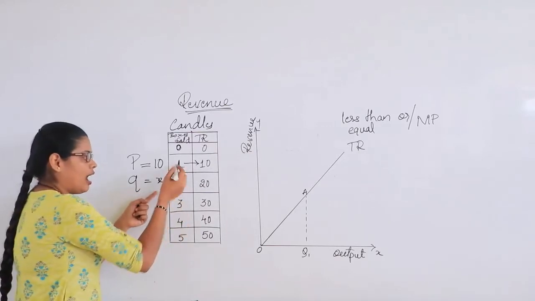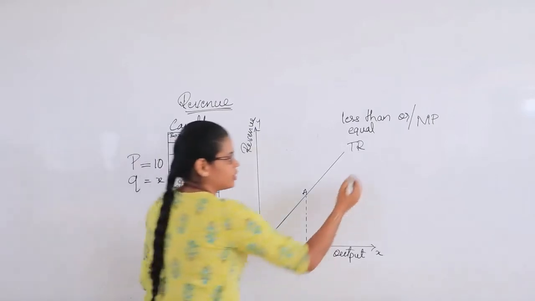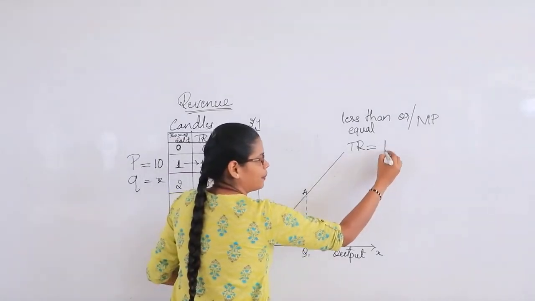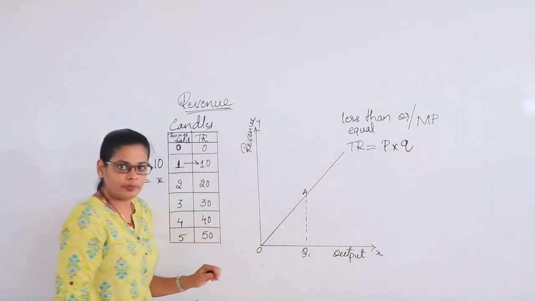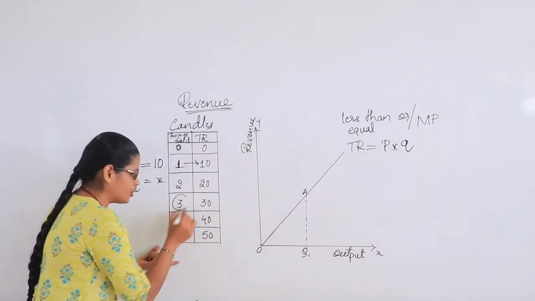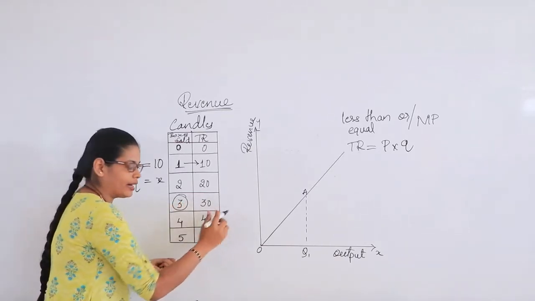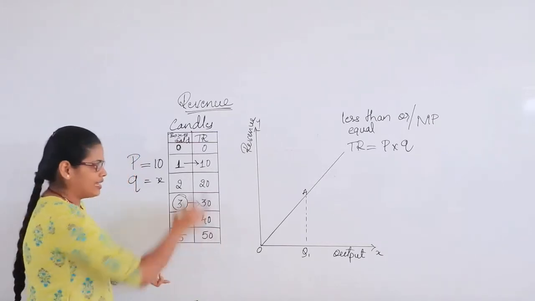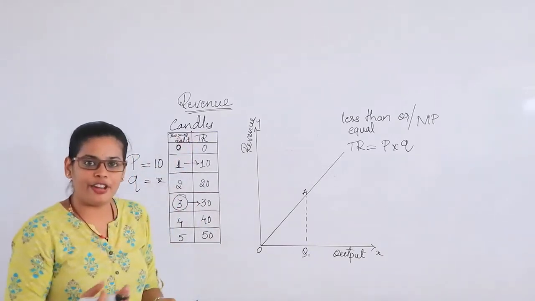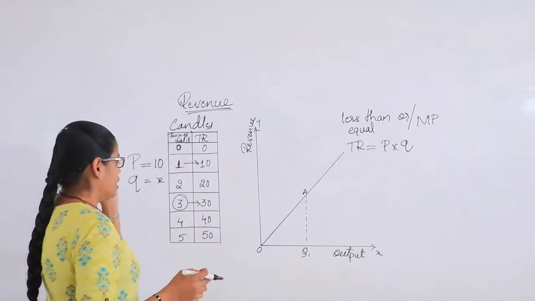So how are we earning this total revenue? Total revenue is earned when price is multiplied with the quantity, right? If you have produced 3 boxes of candles, then it is sold in the market. So 3 into 10 becomes 30. So this is how we earn revenue from the produced goods and services.